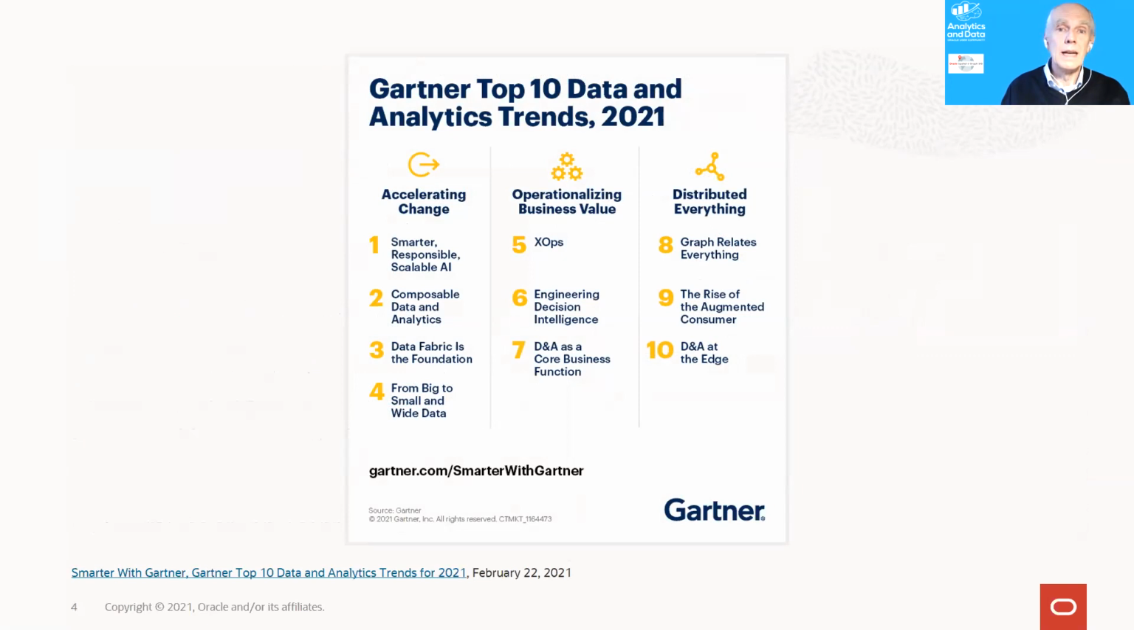If you look at what the analysts say, in this case Gartner, for the last 3 years running, Gartner had graph databases among the top 10 data and analytics trends, and this is very recent. This is the 2021 trend. Number 8 is still graph, which is designed to specifically analyze relationships.